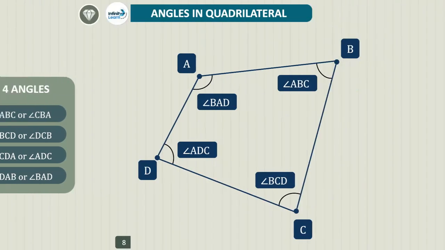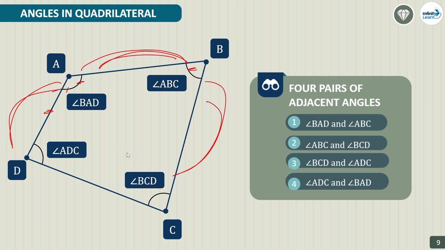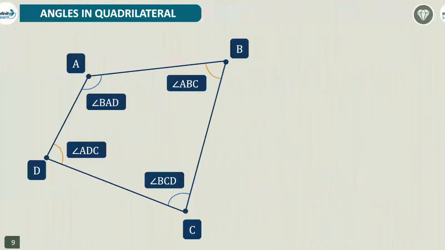Angles completed. Now, adjacent angles. There are four pairs of adjacent angles. BAD and ABC, these are adjacent. Then BAD and ADC. Angles on the same line are known as adjacent angles. These two are adjacent. These two are adjacent. These two are adjacent. Clear? Angles on the same line are adjacent angles.